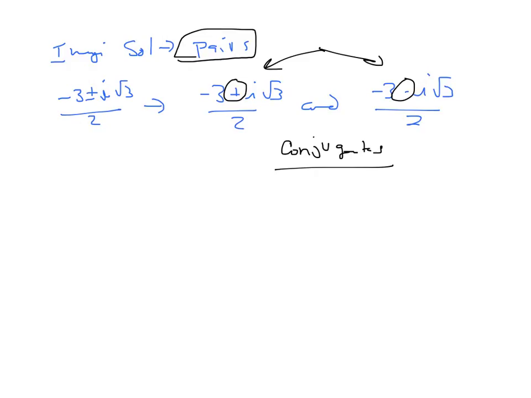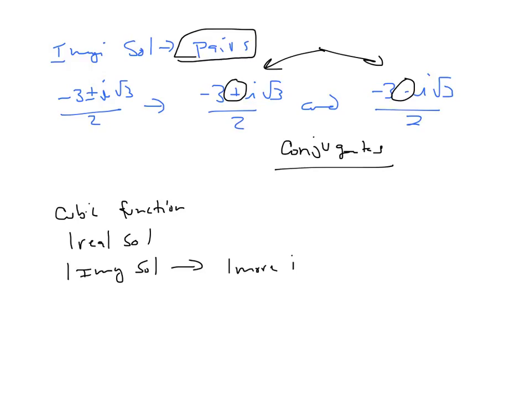So if I have a cubic function and I have one real solution and one imaginary solution, and that's all I'm telling you, there has to be one more imaginary. And this gives me my three total solutions. Real numbers can be individuals, but imaginary solutions have to come in pairs.